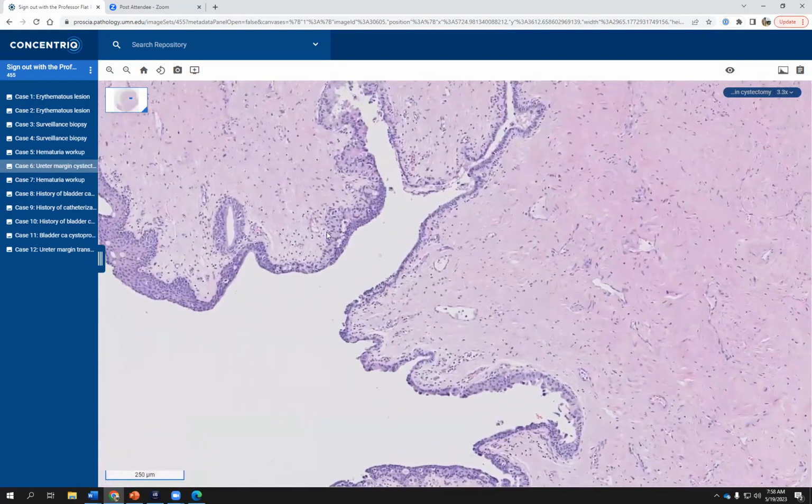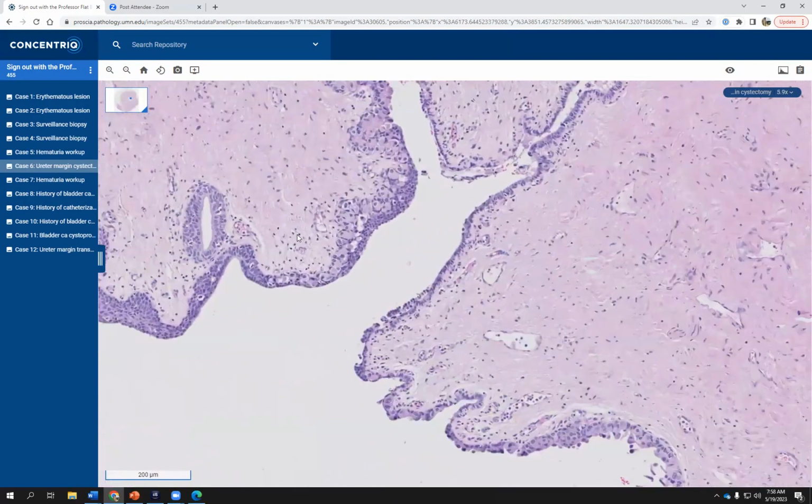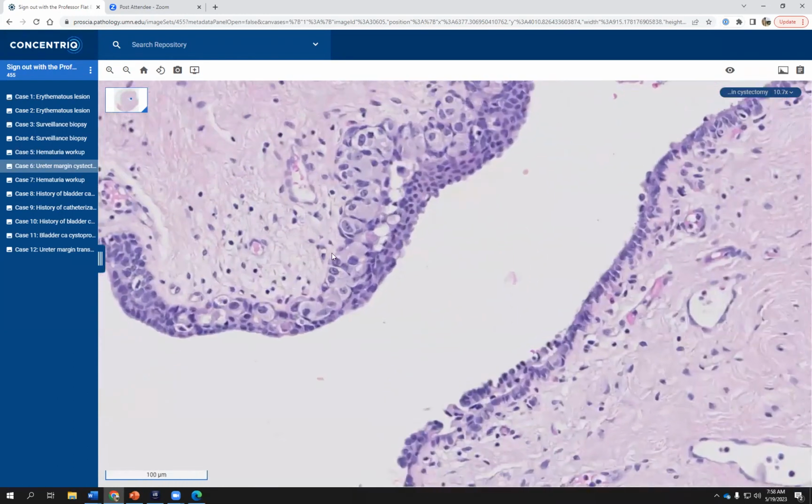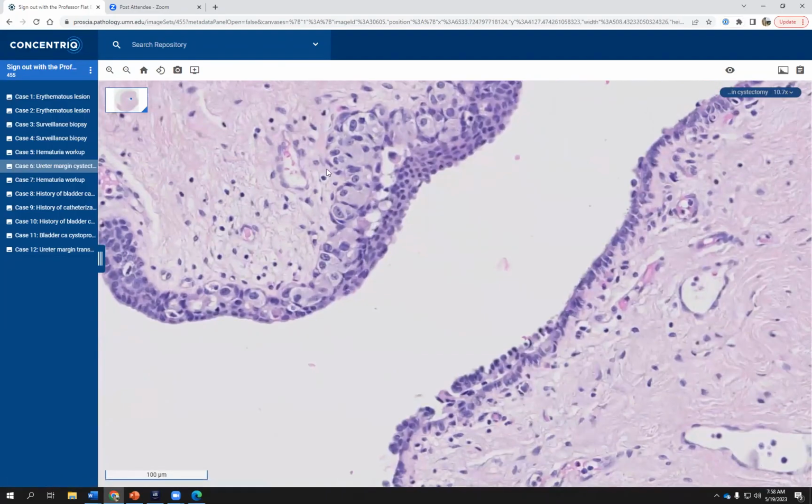So what is pagetoid spread? Pagetoid spread is when urothelial carcinoma in situ from a particular region spreads to a different region by undermining the epithelium. So what is undermining? We call it undermining when we see the carcinoma spreading along the basal and parabasal layer and lifting up the normal epithelium. So it undermines the normal epithelium on top. So you can clearly see here an example of this pagetoid spread.